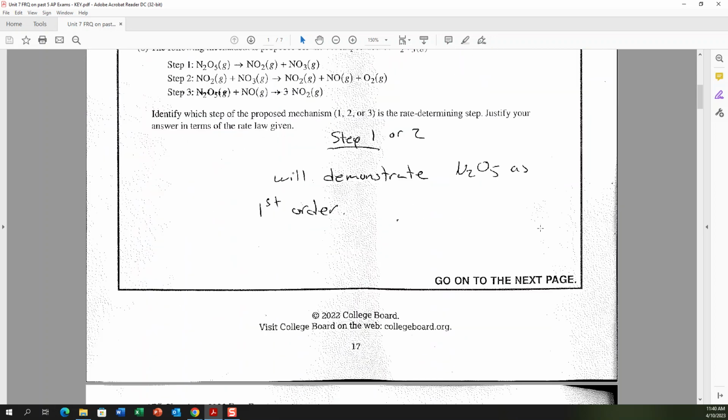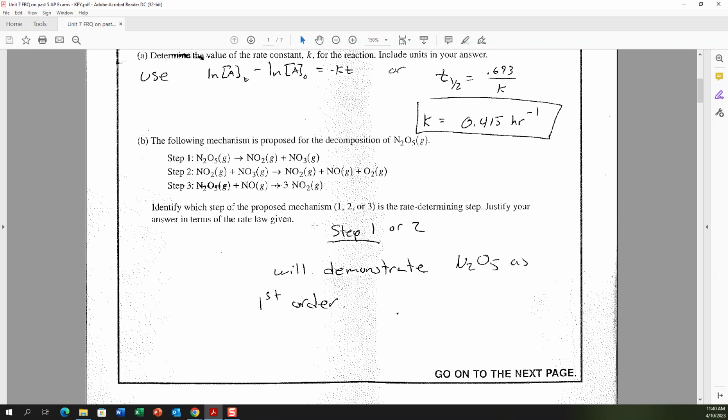And so there's really two answers here. You could say step one, and that's probably the best one to say. Or you could say step two. And the reason that step one or step two works is if step one is the rate determining step or step two is the rate determining step, it would show this compound as being first order, because the N2O5 only shows up once. Okay.